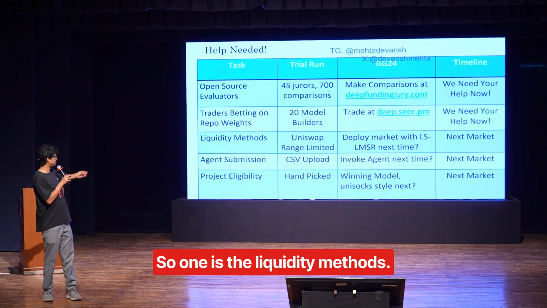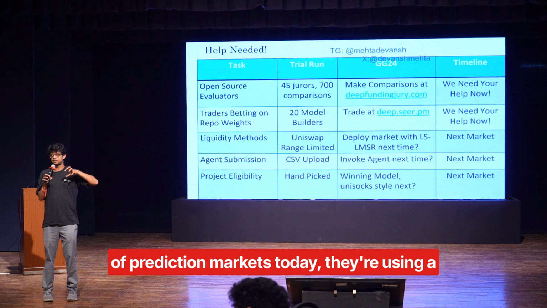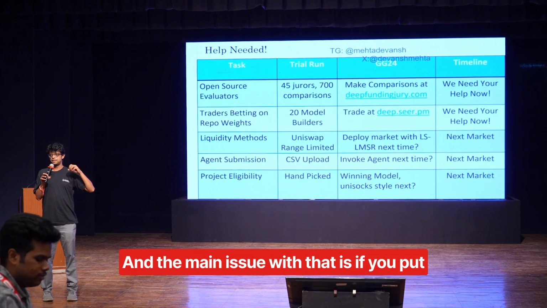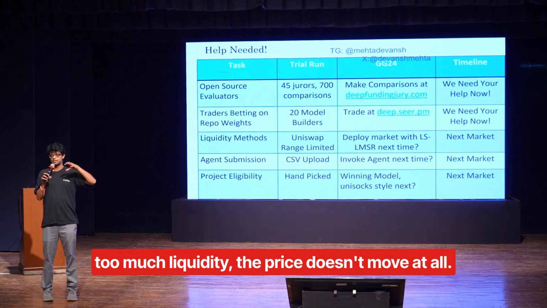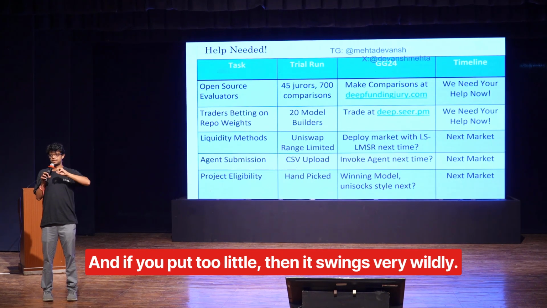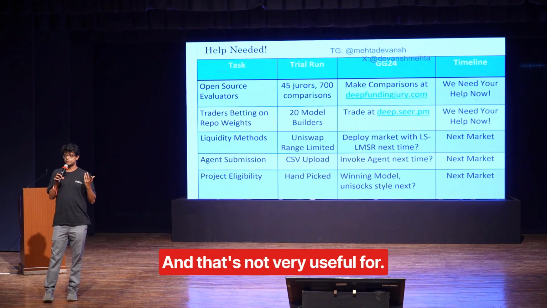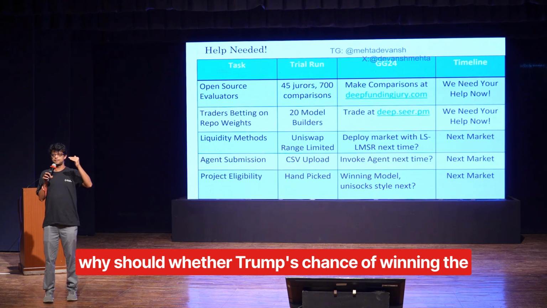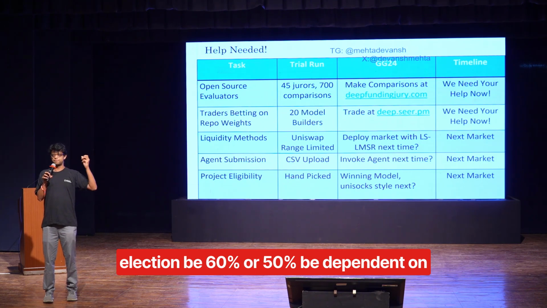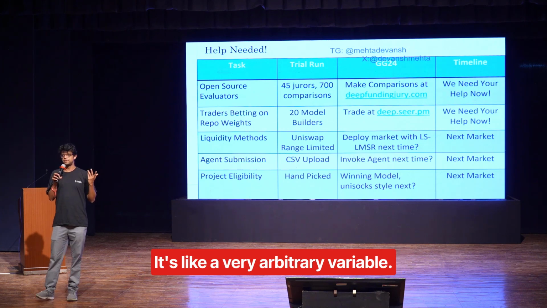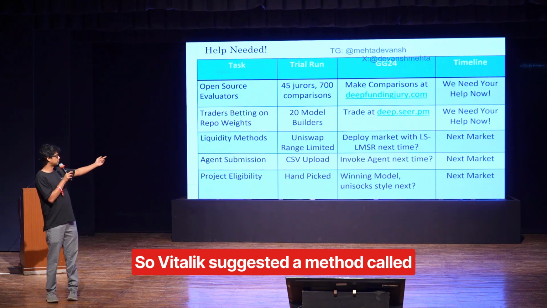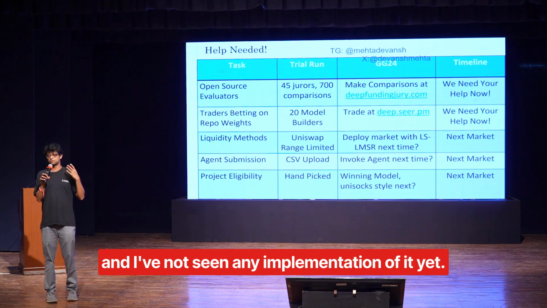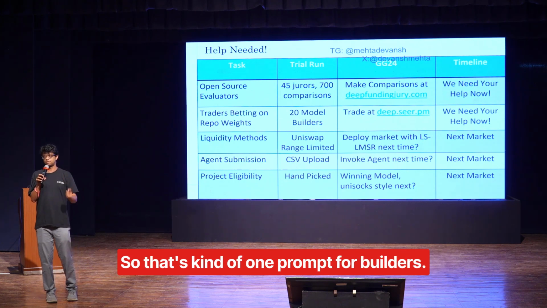That's great. So one is the liquidity methods. If you look at a lot of prediction markets today, they're using a version of Uniswap's range limited constant AMM. And the main issue with that is if you put too much liquidity, the price doesn't move at all. And if you put too little, then it swings very wildly. And that's not very useful for prediction markets. Because why should whether Trump's chance of winning the election be 60% or 50% be dependent on how much liquidity you've put in? It's a very arbitrary variable. So Vitalik suggested a method called liquidity-sensitive logarithmic mean scoring rule, but I haven't got the chance to dig deeply, and I've not seen any implementation of it yet. So that's one prompt for builders.